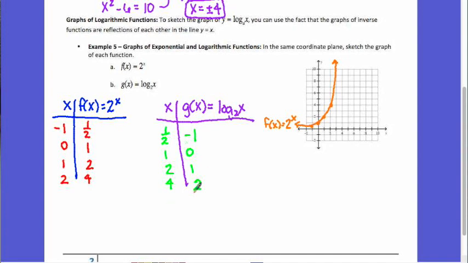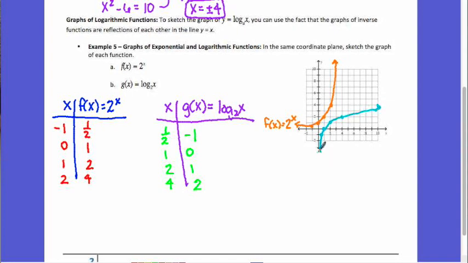Okay, now that we have those points, those ordered pairs, we can plot them on the graph over here. So when x is 1/2, y is -1. When x is 1, y is 0. Then we have 2, 1 here, and 4, 2 here. And this one follows along the y-axis, and then will come out like that.